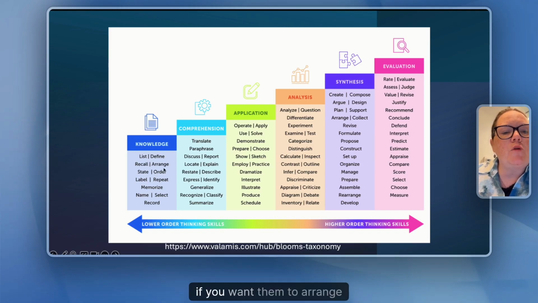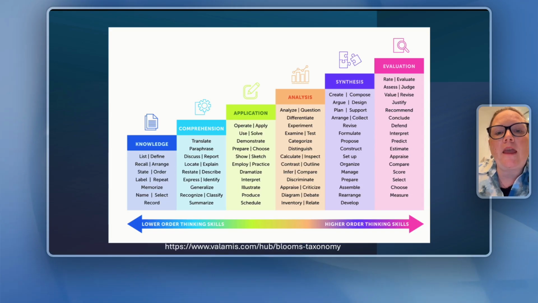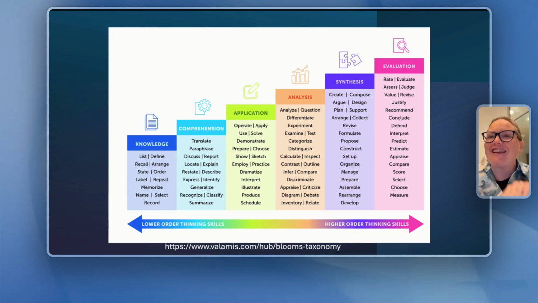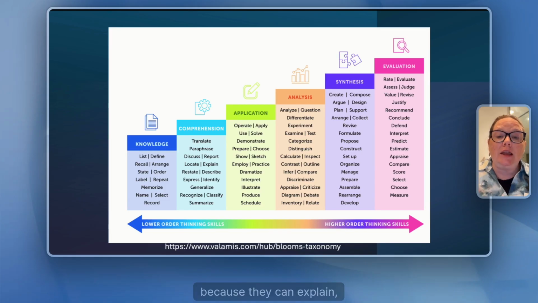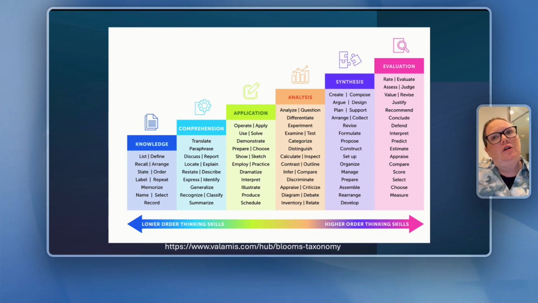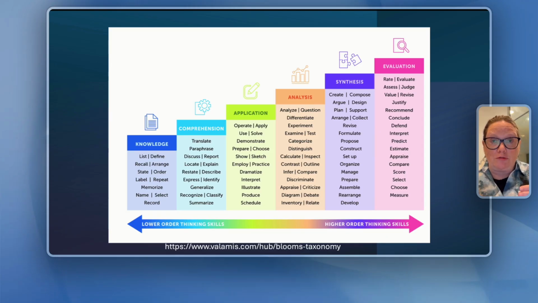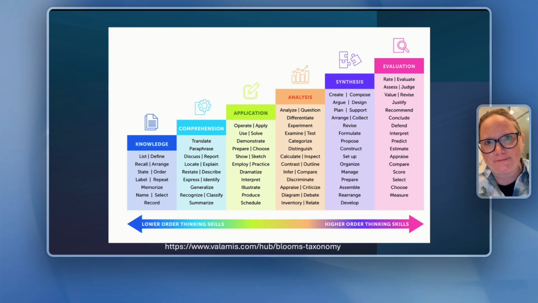So if you want them to arrange things, if you want them to be able to describe how a circuit works, if you want them to categorize different types of circuits to show that they understand the difference, but they're categorizing because they can explain, which is another verb, how this circuit is different from this circuit. That will show you their understanding. But they're doing that by categorizing because that you can measure.